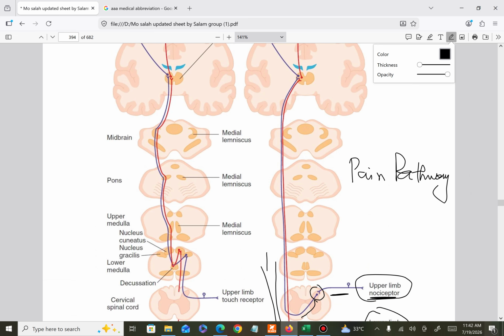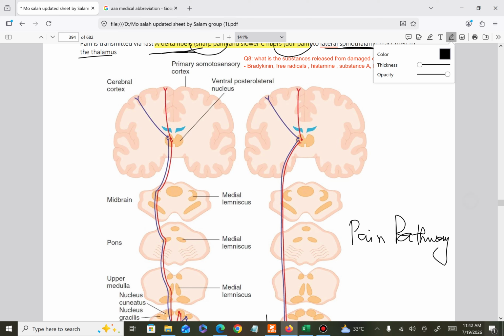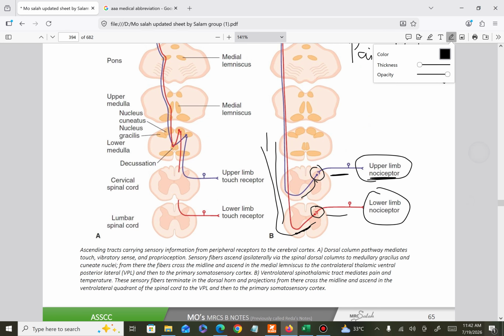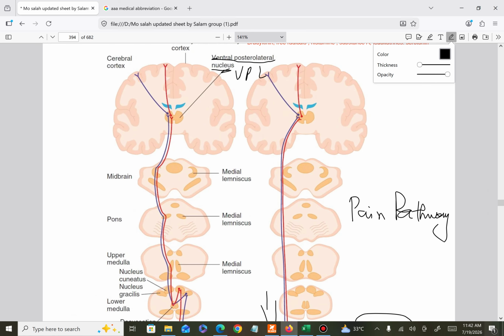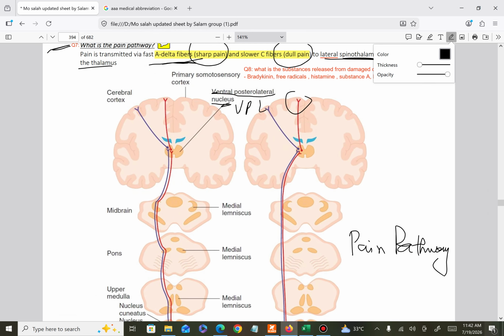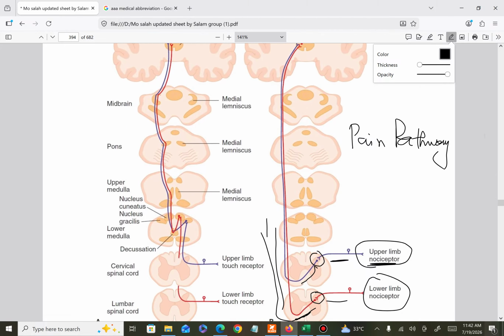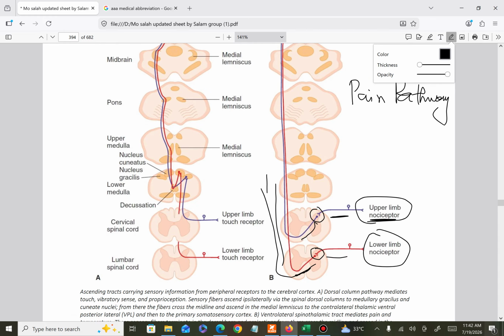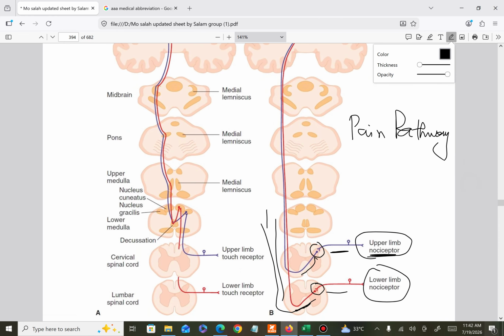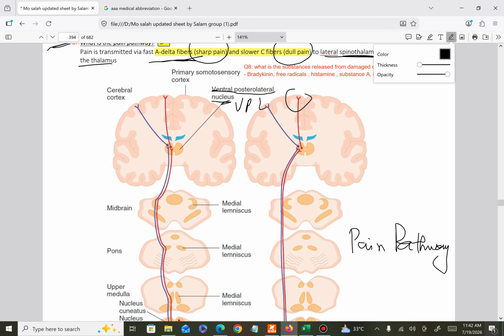Okay, it ascends up to the thalamus, to a nucleus of the thalamus. So it goes to the ventral posterolateral or VPL nucleus. Then from the ventral posterolateral nucleus, it travels to the primary sensory cortex. Okay, so this is the primary sensory cortex. So this is the spinothalamic tract. It is the ascending tract because it ascends upward from the peripheries to the central nervous system.